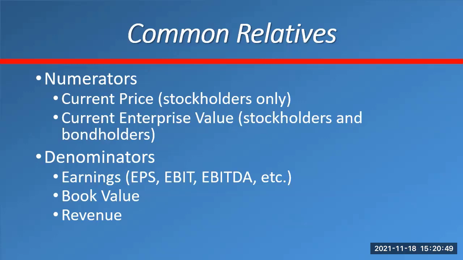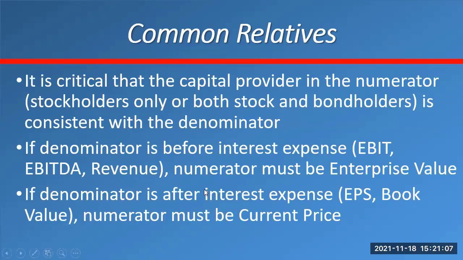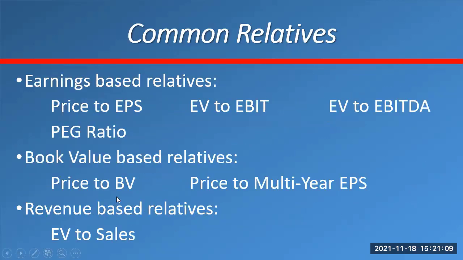PE makes sense, EV to EBITDA makes sense, EV to EBIT makes sense, price to book makes sense, EV to revenue makes sense. So if you can't figure out when to match them up, just memorize those. And then when to use price to earnings, when to use price to book, when to use EV to revenue. So that's the second thing on the exam.